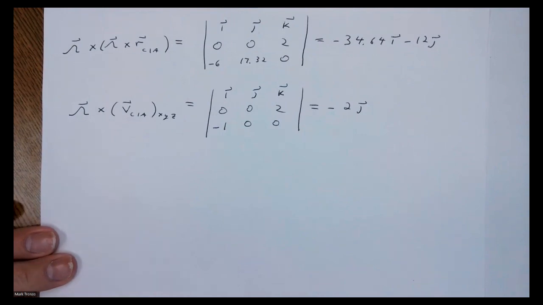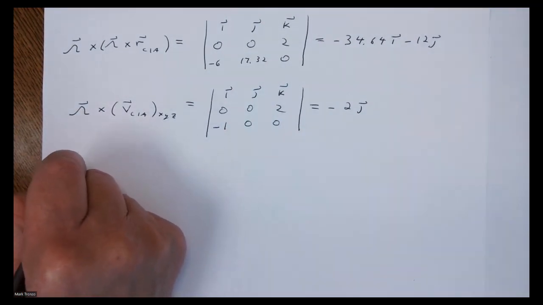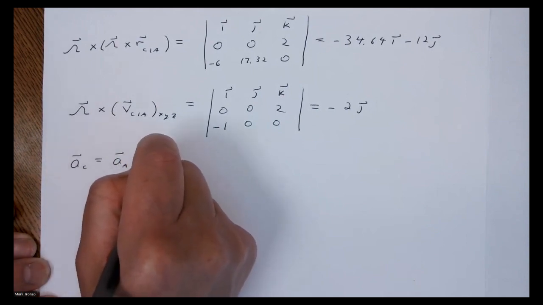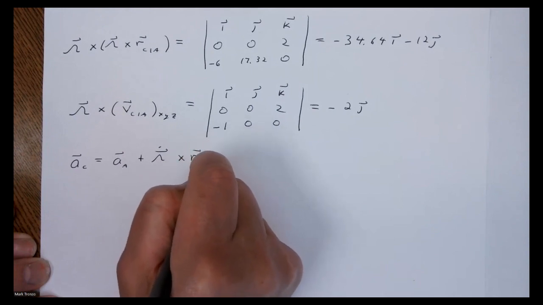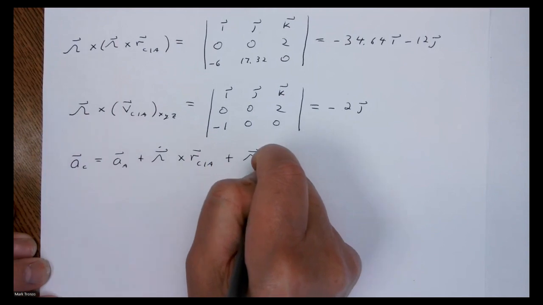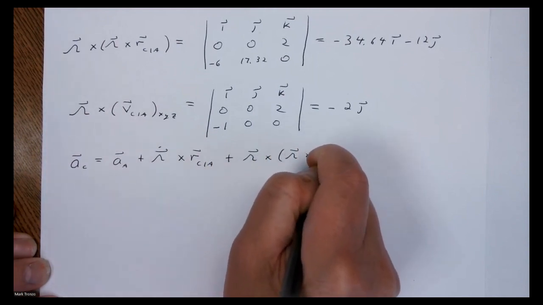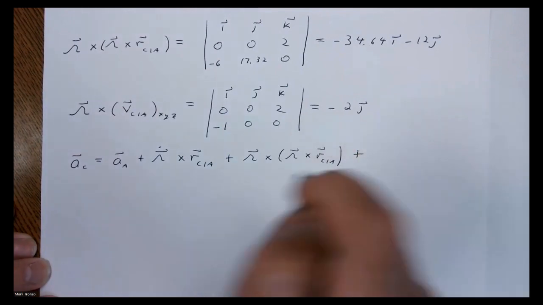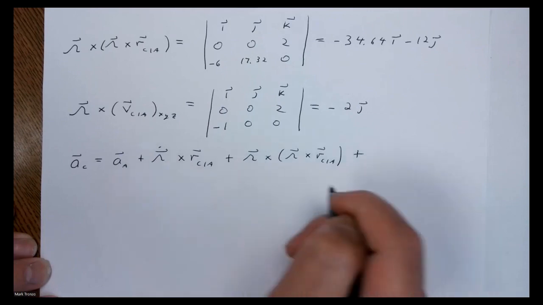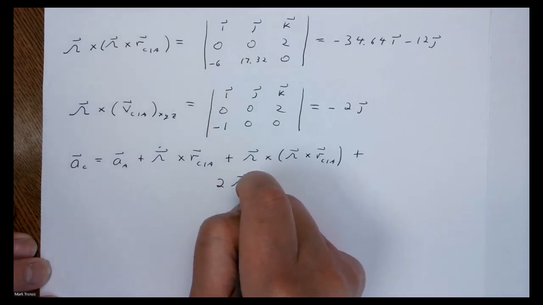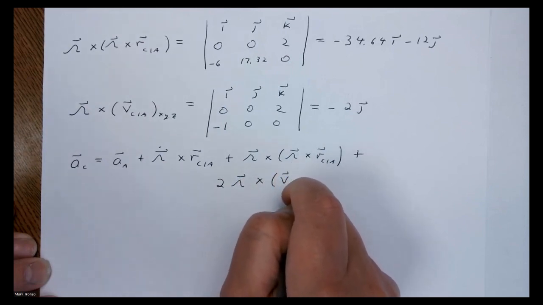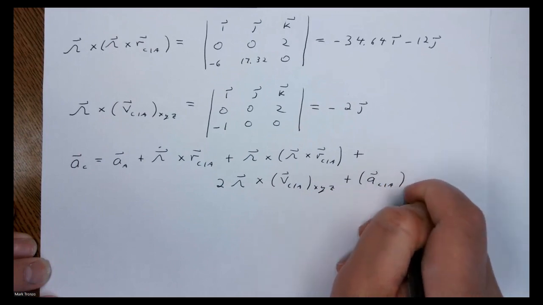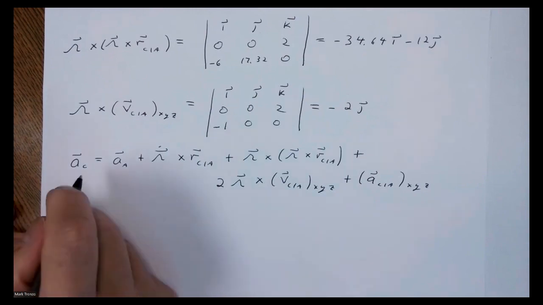And so let's just plug everything into our equation. Let me write the equation down so we have it in front of us: AC equals AA plus omega dot cross RCA plus omega cross omega cross RCA plus, and I should probably write it down here to have some room, plus 2 omega cross VCA XYZ plus ACA XYZ. Now just plug in all of our stuff.